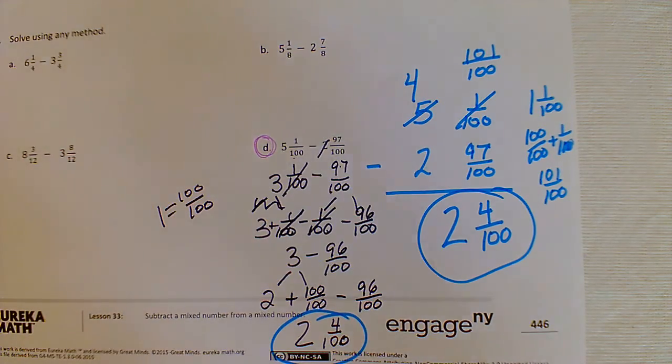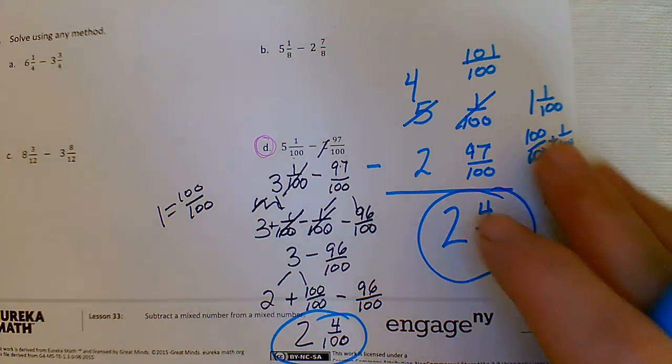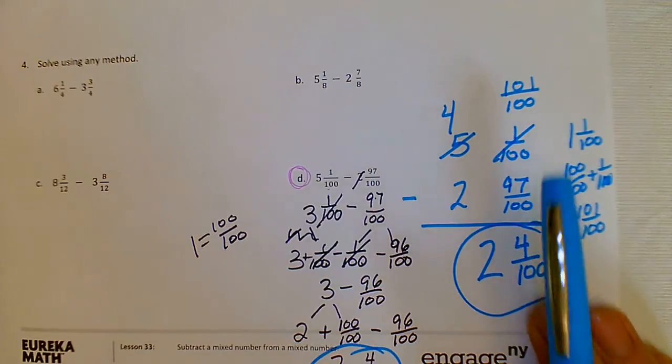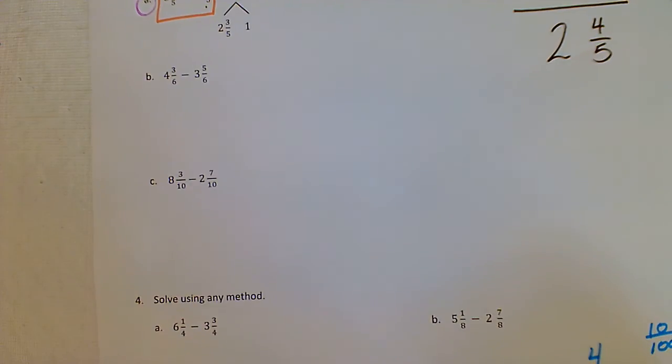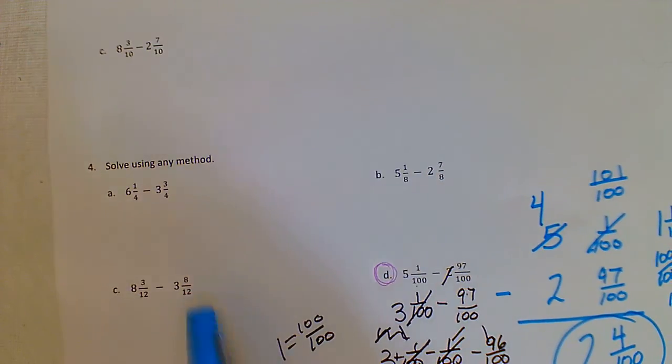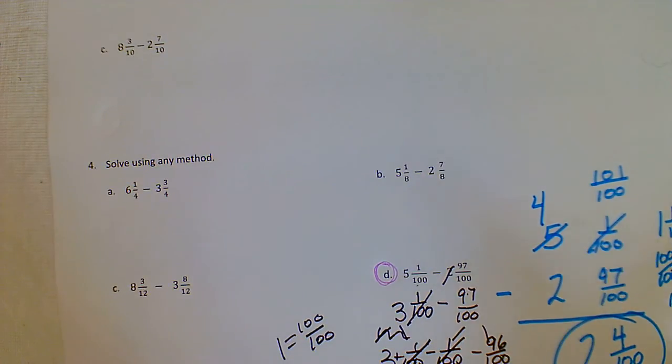Okay, so I hope that that was clear. I hope that it's all making sense for you. Again, you're going to finish out problems 3 and 4 from this page. So for problem 3, you're going to be doing BC, and for problem 4, you're going to be doing ABC. And that is it for today.